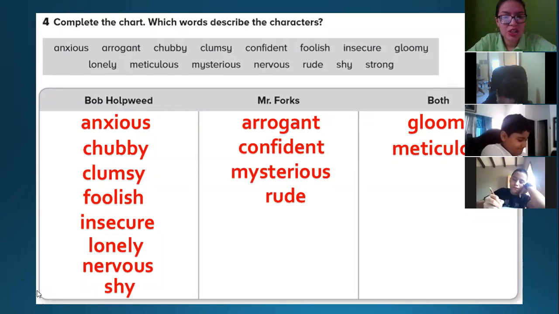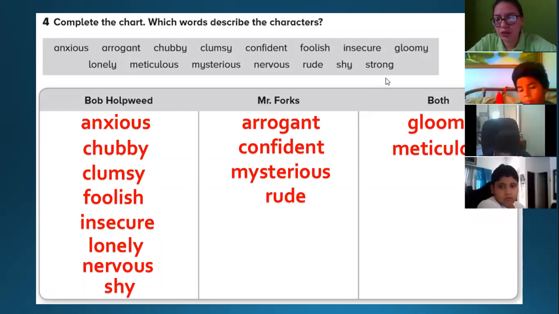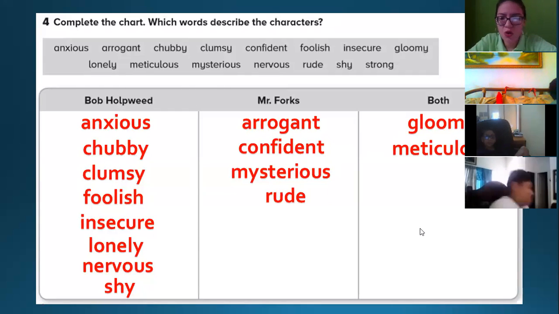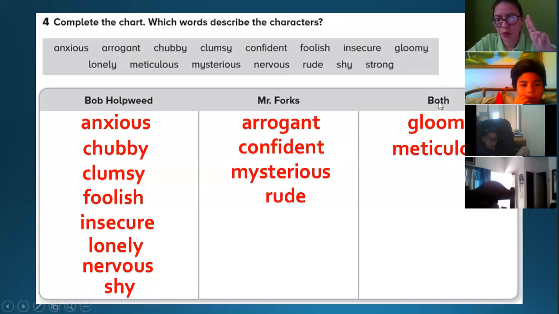Excellent. Okay, and the last one, Leonel, who is strong? Alison. Who is strong? Look, Bob, Forbes, or both? Who is strong? The last one is strong. Mr. Forbes. Okay, let's check.